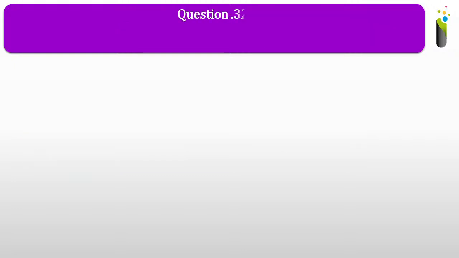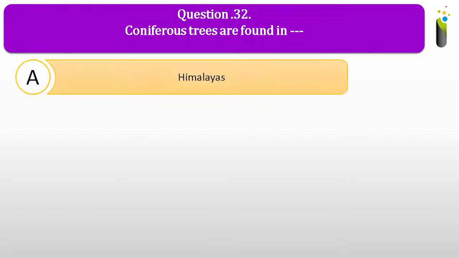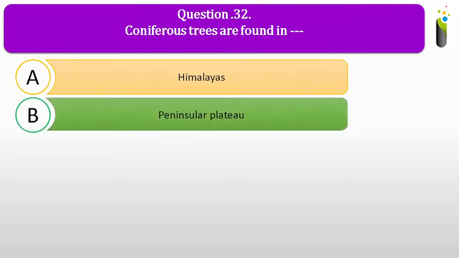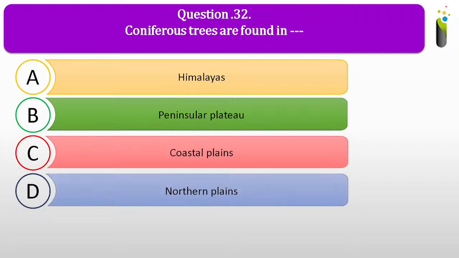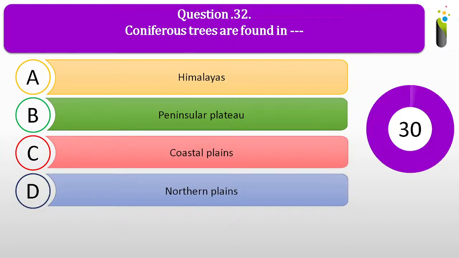Question number 32. Coniferous trees are found in dash. A. Himalayas, B. Peninsular Plateau, C. Coastal plains, D. Northern plains. And the time starts now.